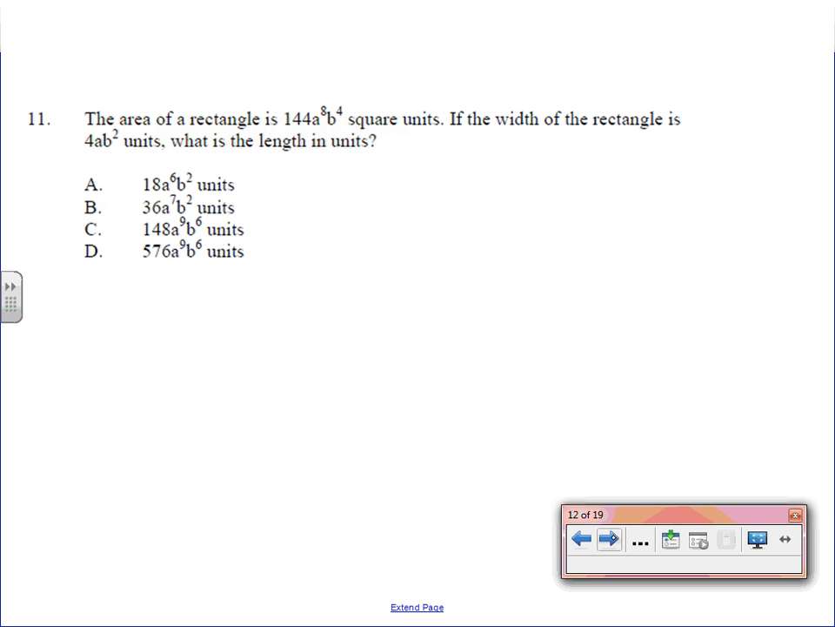Number 11. The area of a rectangle is 144 a to the 8th, b to the 4th. The width of the rectangle is 4ab squared. And we want to know what's the length. Well, to find the area, we multiply length times the width. But I'm not looking for area. I'm looking for the length.